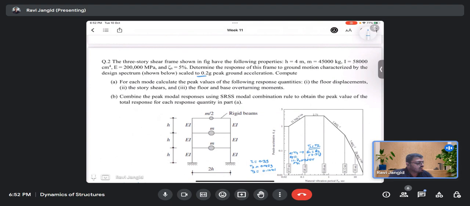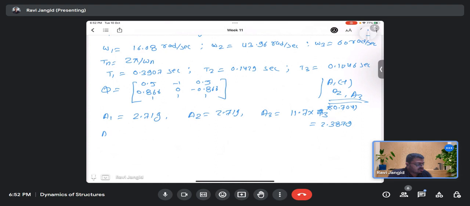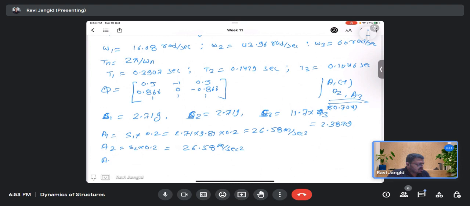So you can write it like S1, S2, S3. Your A1 would be S1 times Z, like S1 times 0.2. So that would be 2.71 into 9.81 into 0.2, which comes out to be 26.58 meter per second square. Similarly, A2 would be the same, 26.58 meter per second square. A3 would be S3 times 0.2, that is 2.3879 times 9.81 times 0.2.